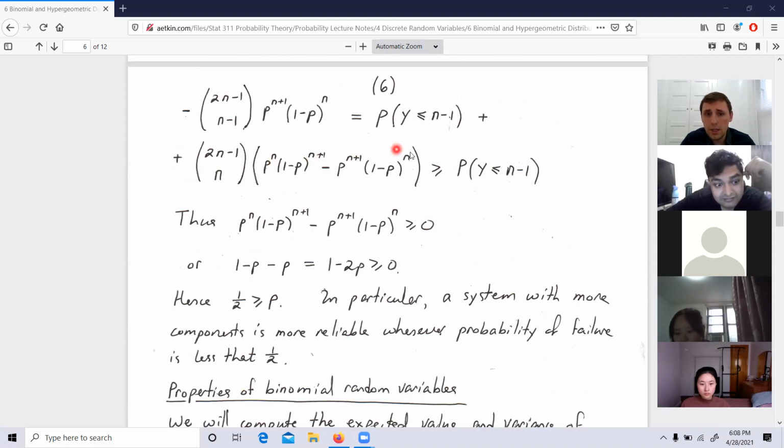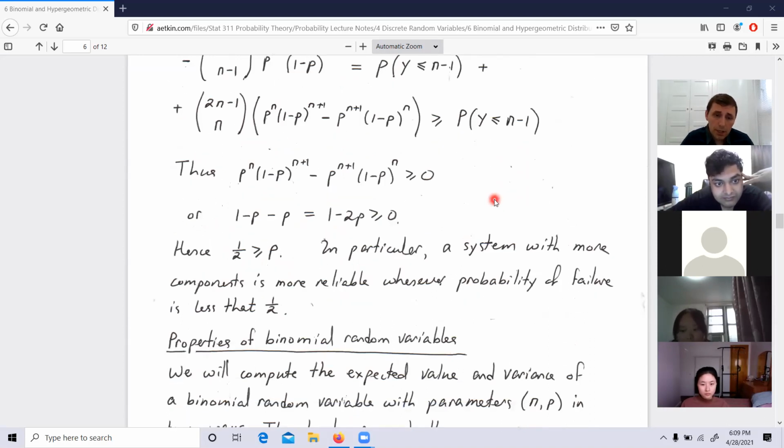And if this is true, then what's in parentheses is the only quantity that determines whether it's a positive or negative number. When you simplify this quantity, you get 1 minus p greater than or equal to 1 minus 2p... which means p has to be less than 1/2. Yes?